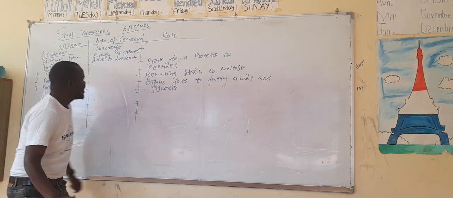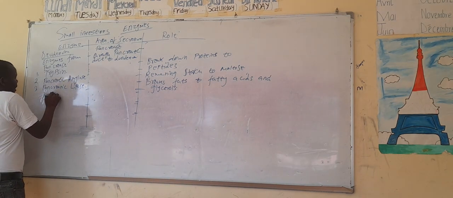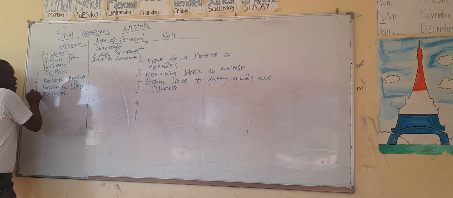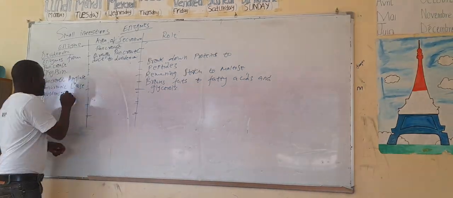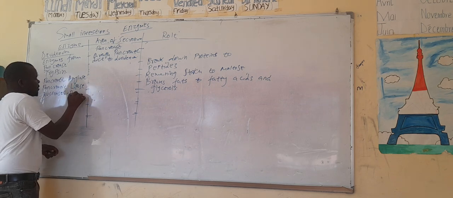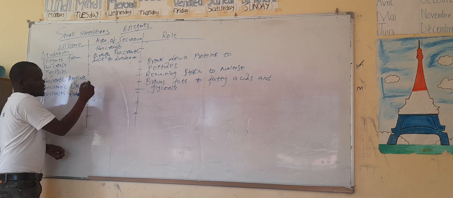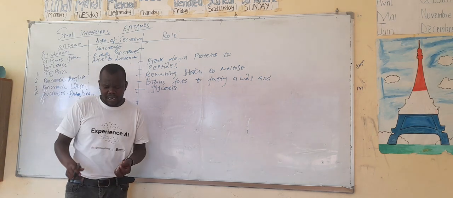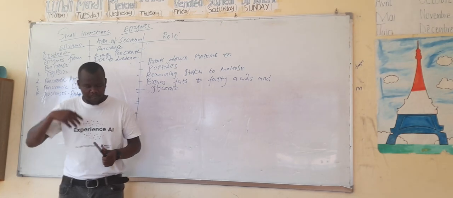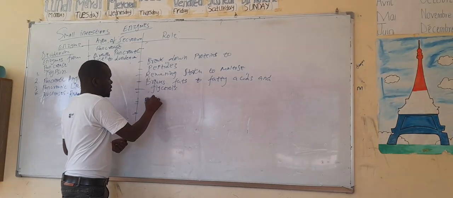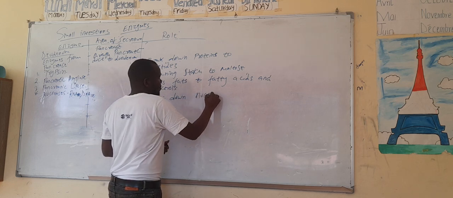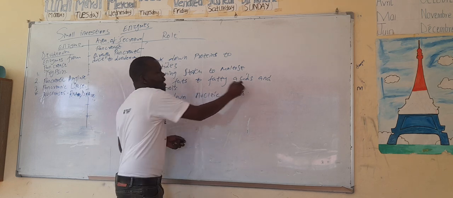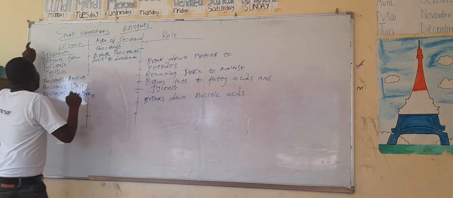Then still we have the nucleases. And these nucleases are which ones? These are for the RNAs and the DNAs. They will break down those nucleic acids. That happens in the duodenum.